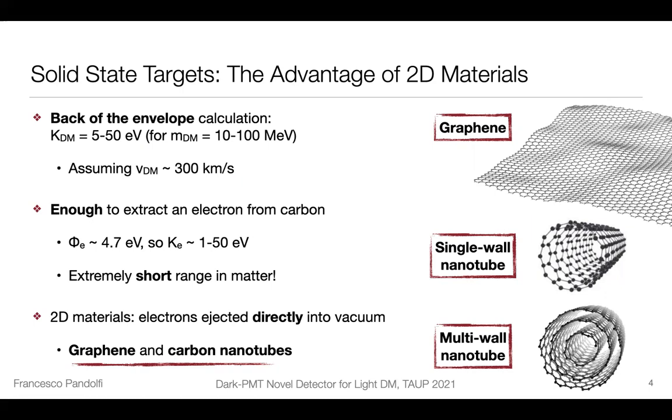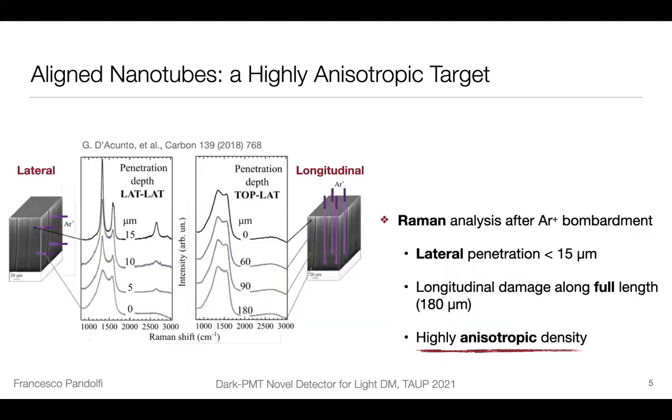Now, such an electron would have an extremely short range in matter, but the advantage of using a two-dimensional target, a target made of a two-dimensional material, is that these electrons would be ejected directly into the vacuum. And so in particular, what we are planning to do is to design a detector with a target made of nanotubes. Now, why nanotubes? Nanotubes actually turn out to be an almost ideal target for dark matter, and the main feature they have is that they have extremely non-isotropic density, and in particular that they have practically vanishing density in the direction of the tubes.